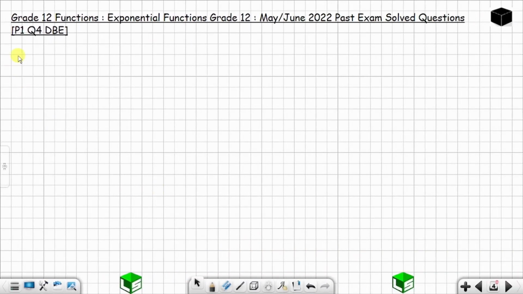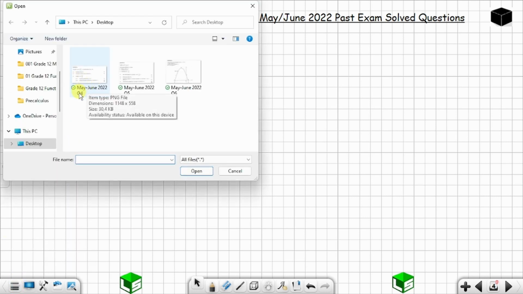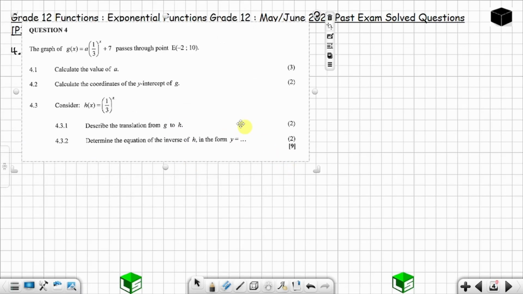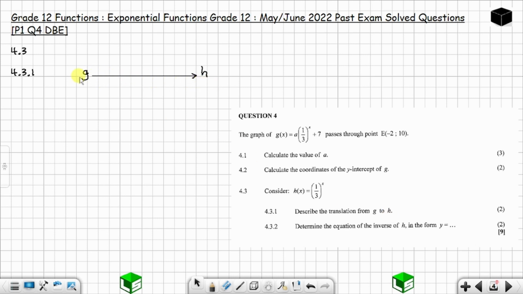Now it's question 4.3. This is question 4 from May/June 2022. What is the question saying? 4.3, consider h of x is equal to 1 over 3 to the power of x. 4.3.1, describe the translation from g to h. So from g to h, you need to describe the translation.